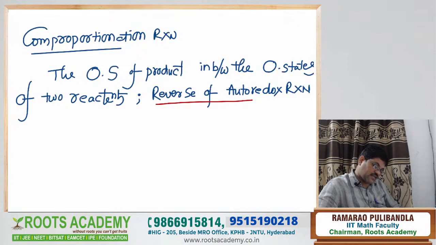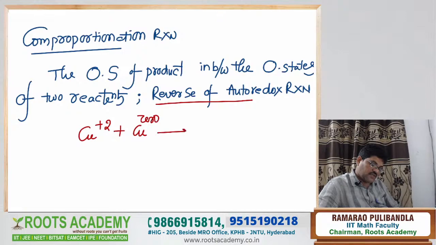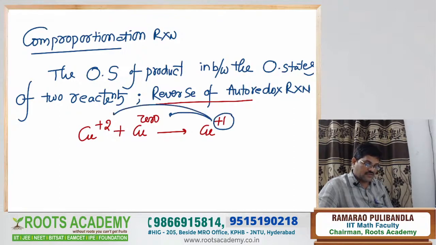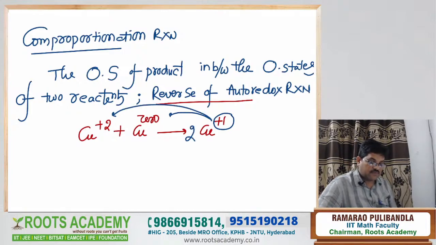Now, one example. Say for example, copper in the plus 2 state and copper in the metallic state, 0, gives rise to copper in the plus 1 state. That means the oxidation state plus 1 is in between 0 and plus 2, like that.